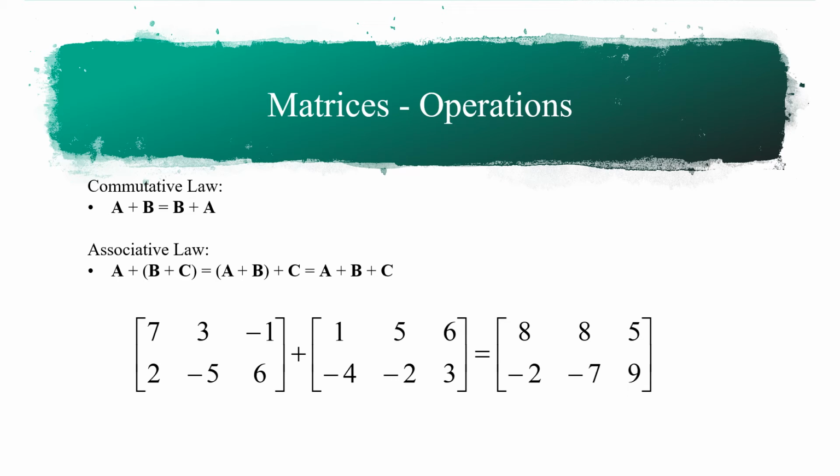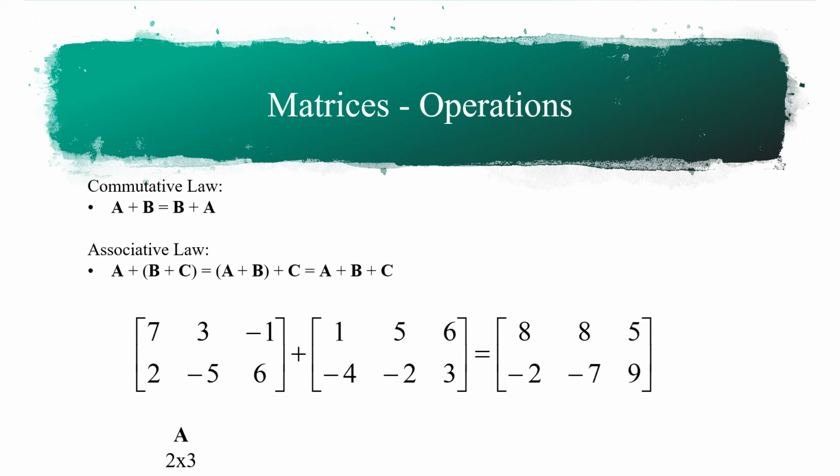All right, so for example, if I wanted to add these two matrices, 7, 3, -1, 2, -5, 6, and I want to add that to 1, 5, 6, -4, -2, 3, I simply add the corresponding elements. So I'm going to add 7 and 1 to get 8, 3 and 5 to get 8, -1 and 6 to get 5, 2 and -4 to get -2, -5 and -2 to get -7, and then 6 and 3 to get 9.